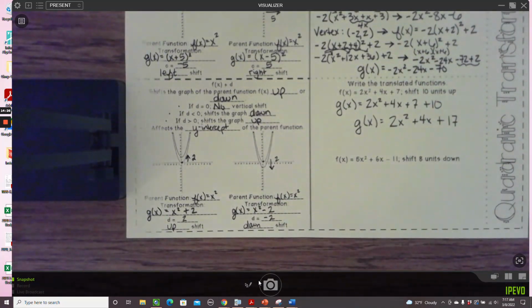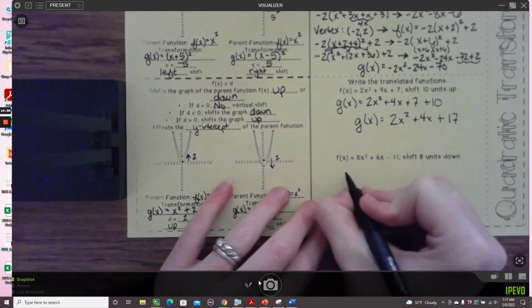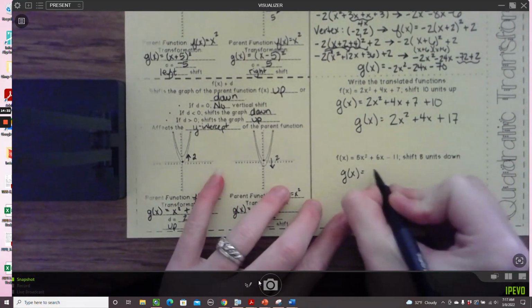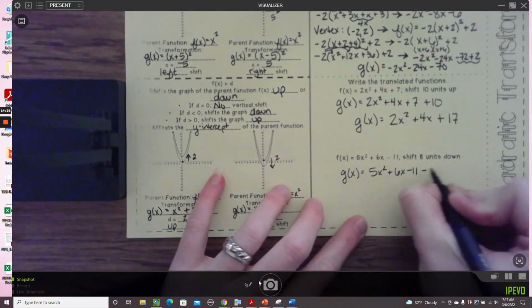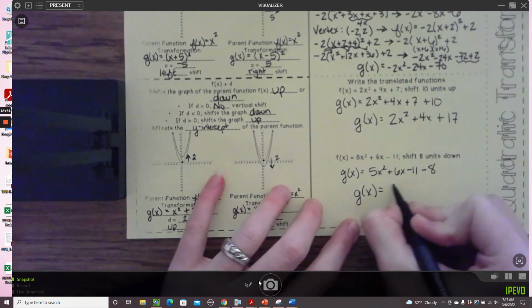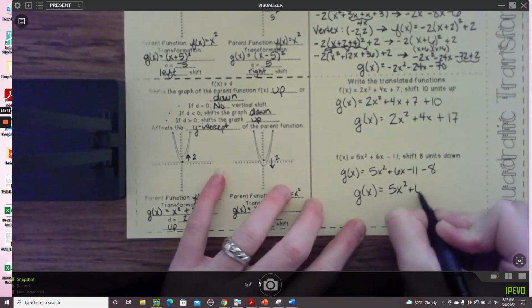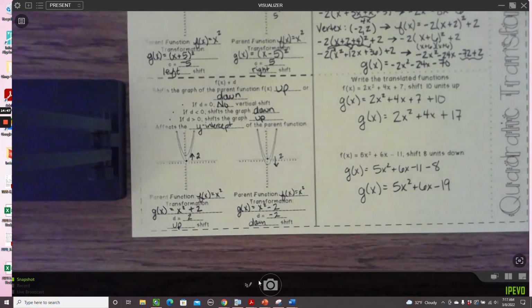Way easier, right? This one, I'm going to take this function and shift it 8 units down, so I just do the exact same thing. Take the original function and subtract 8 from it. And then simplify it down. g of x equals 5x squared plus 6x, -11 minus 8. It's -19.